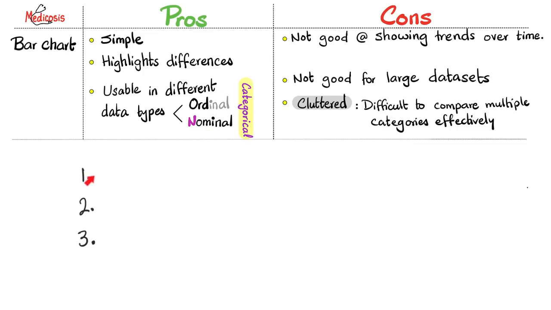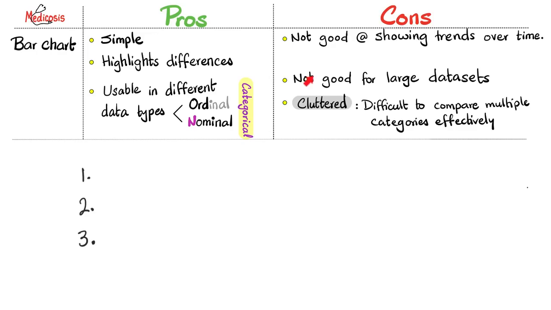They are ordinal. Why are they ordinal? Because they have an order. There is a novice, followed by intermediate, followed by advanced, in this order. So they are ordinal. What are the disadvantages of the bar chart? It's not very good at showing trends over time. For example, we sold 5,000 cartons of milk last month, but we do not know whether the sales of milk peaked in the beginning of the month or towards the end of the month, or whether it was the same throughout the month. We have no clue.